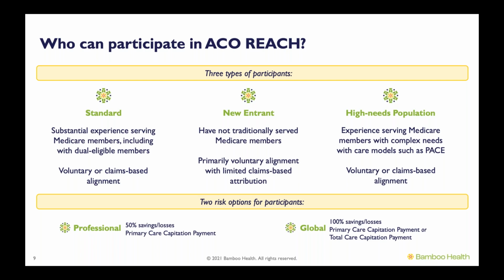Now, on the global side, this will be a higher risk sharing arrangement, so 100% shared savings and losses. And one other thing that's a little bit different on the global side is that there will be two payment options. The first being the same as professional, that primary care capitation payment. But then there also being an option of total care capitation payments, which is a risk-adjusted monthly payment for all covered services, including specialty care, provided by those ACO participating providers. It's just a little bit different in terms of the risk options, regardless of which type of participant or track an organization chooses to go with.